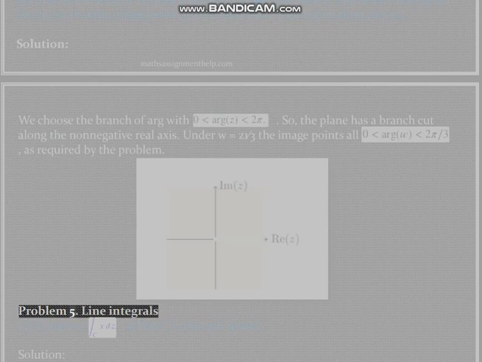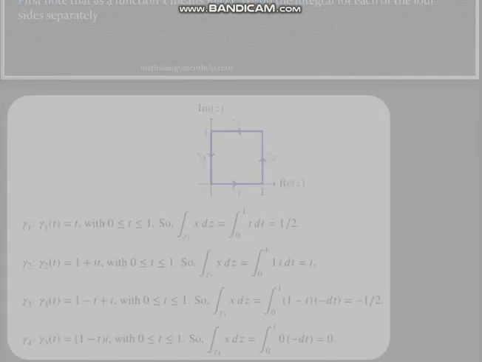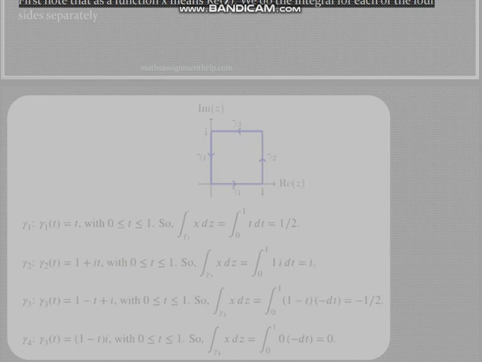Problem 5. Line integrals. A. Compute the integral, where C is the unit square. Solution: first note that as a function x means Re z. We do the integral for each of the four sides separately.